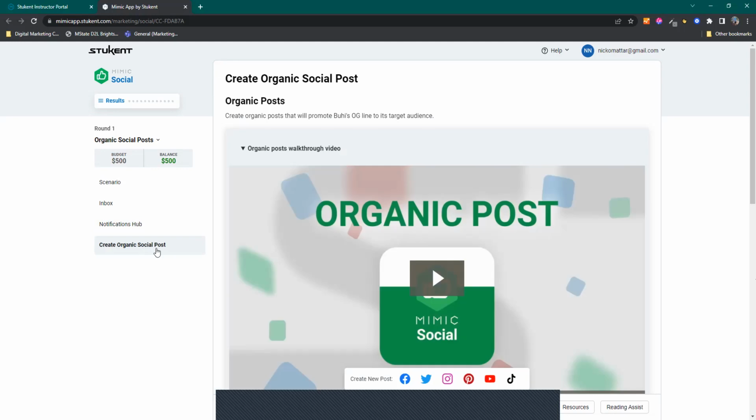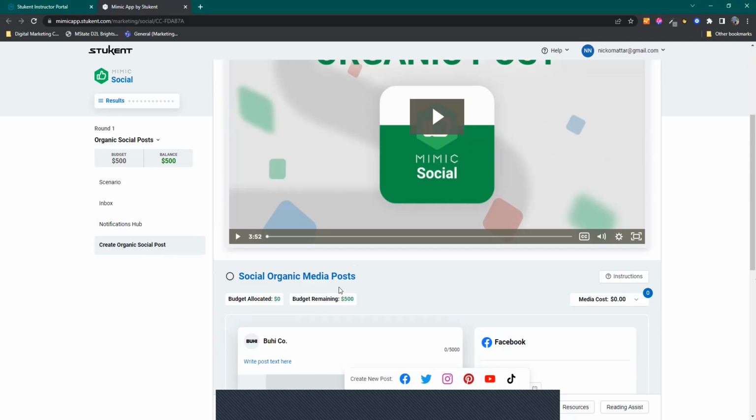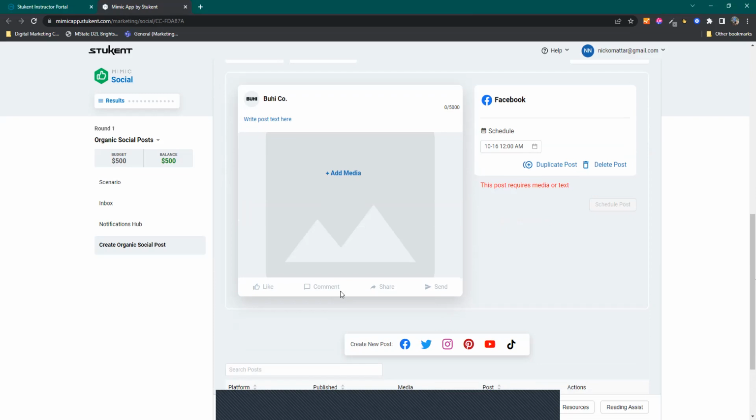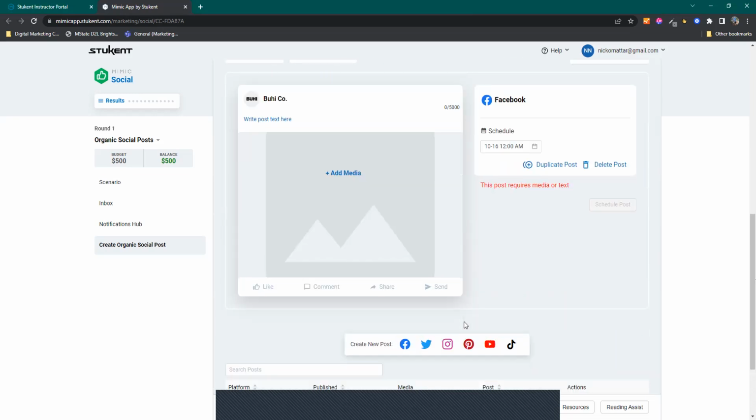Then at the bottom is when you create your organic social media posts. Now, it's important to remember that this is organic social media, not paid. In the original Mimic, they kind of combined the budget for creating content and promoting it. Now they are distinctly separate types of rounds. So that $500 that you have is to create content and assets for your posts. Now, you got to remember, first off, what is the length of a round? And also, how much content are you expected to create?